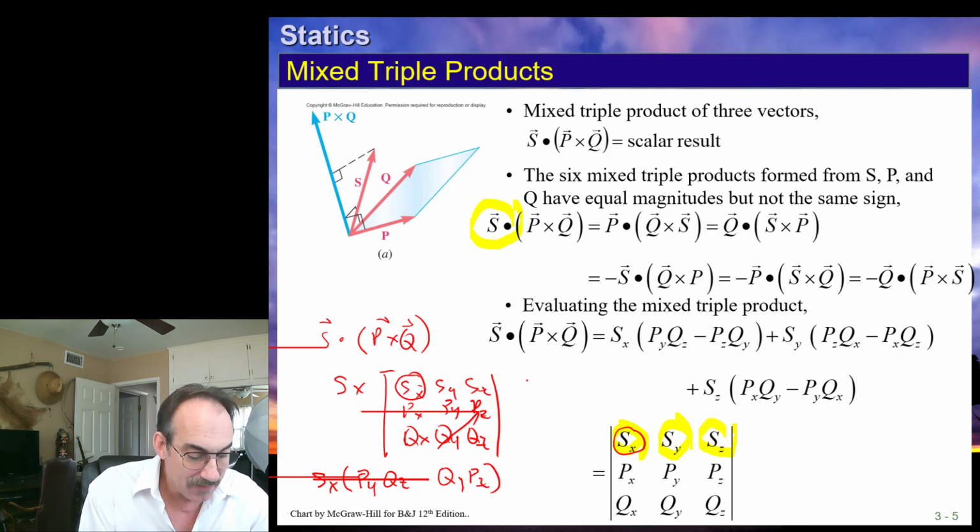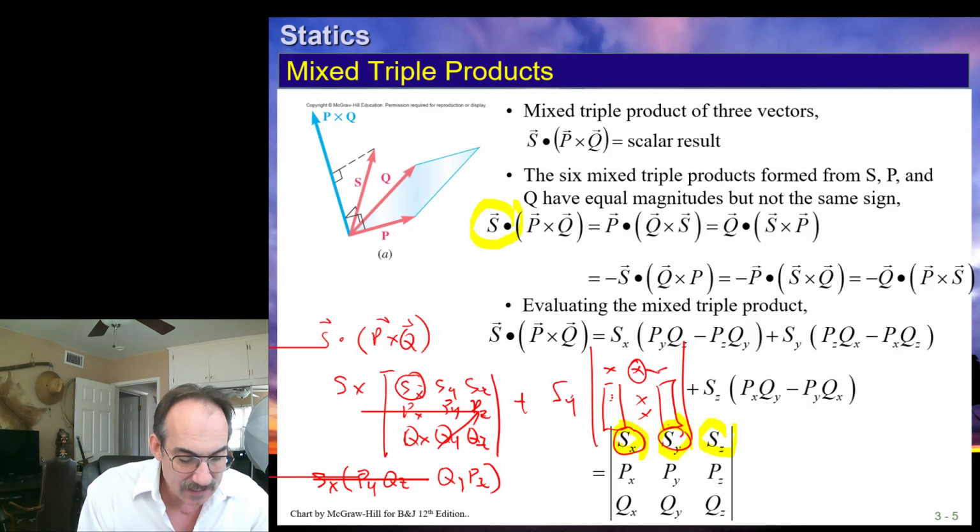QYPZ. And then we're going to have plus, and now we're going to take this second guy, SY, and we're going to focus on these terms out here, ignore those, and ignore these. Actually, we're going to use this one. So this is the SY, and we're going to have this guy times this guy minus this guy times this guy. But this is actually a negative. So we're going to have minus SY. The second one gets a minus, and we're going to have PXQZ minus QXPZ.